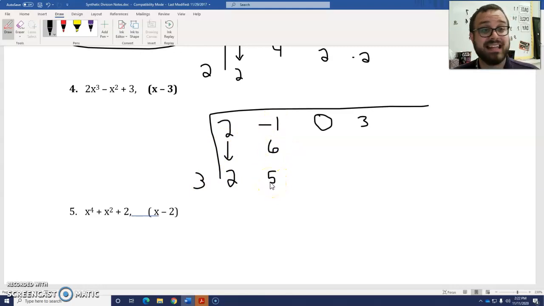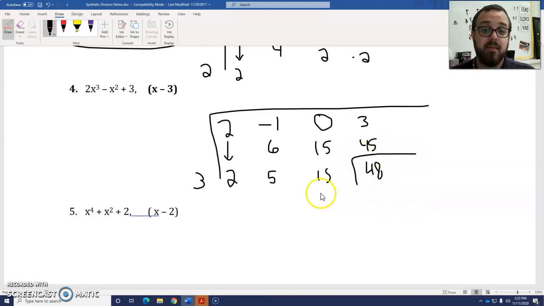You'll notice you'll kind of get into a trance, or get into a motion of doing these, because it's very procedural. I bring down the first number, I multiply, write that number, I add. I multiply, write that number, I add. You just kind of keep going as you go, all right? 3 times 5 is going to be 15. Add those together, I get 15. 3 times 15 is going to be 45. And then add those together, I'm going to get 48 as my remainder.